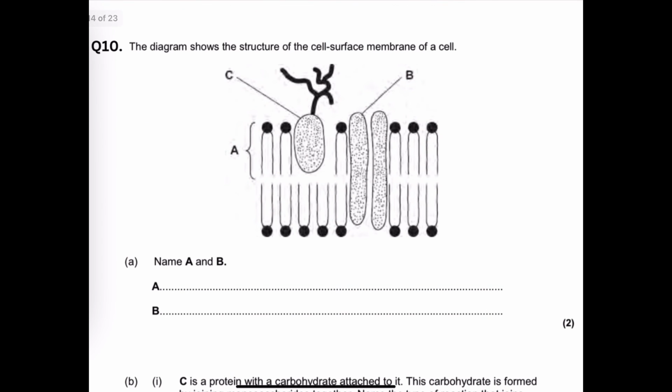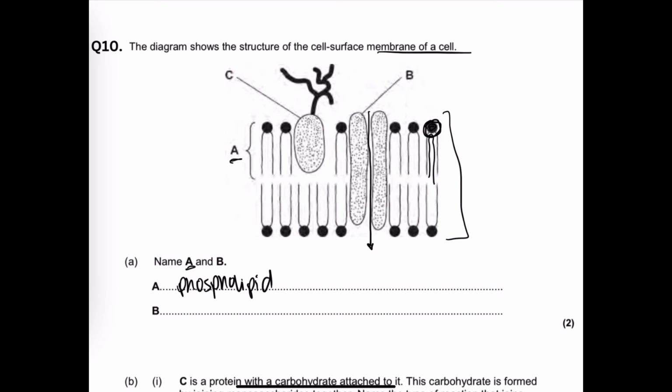Okay, so question 10. The diagram shows the structure of the cell surface membrane of a cell. Name A and B. So this is the phospholipid I was talking about from before. There are 2 fatty acids, and this is the phosphate group over here. So we can see that A over here is the phospholipid. And B, this is one of the proteins that are embedded to help with transport of substances. This is a channel protein.